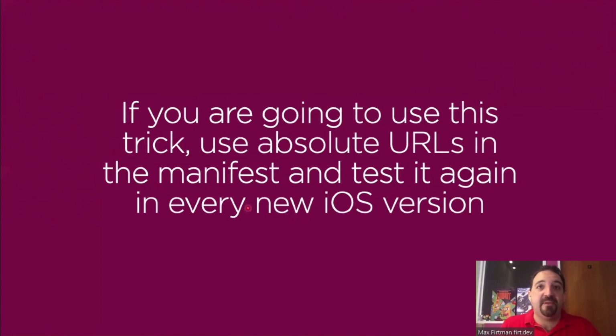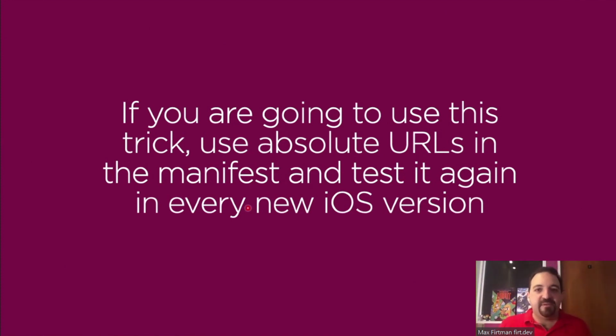And something similar is possible with the icon. But before that, if you're going to use this hack, we must use absolute URLs in the manifest. For example, for the start URL or the scope, okay? Because if not, it's not going to work. So be careful with that. And please test this on every new iOS version because this is a hack and it might stop working anytime, okay? But it's working today. It's working on iOS 14 and 13 and 12, and also on the latest betas of 14.5.